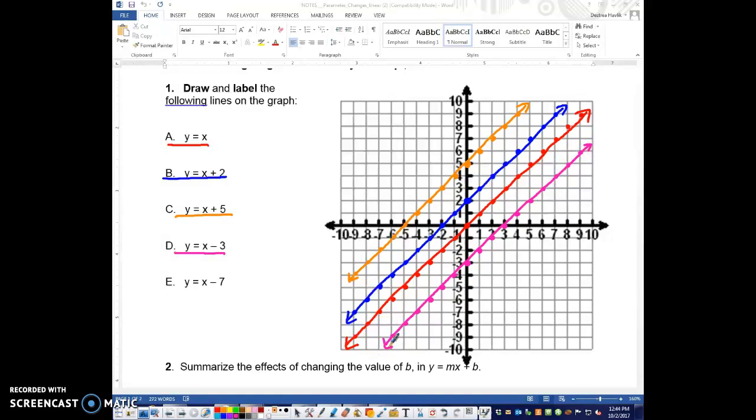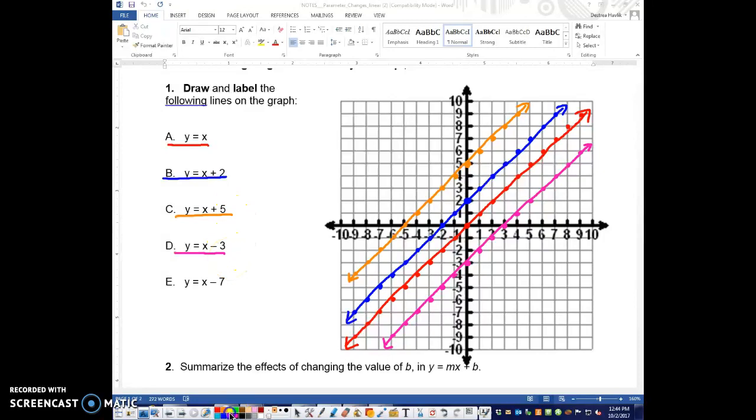So how did the pink line change from the red line? It just moved down 3. How did the pink line change from the orange line? It moved down 1, 2, 3, 4, 5, 6, 7, 8. It moved down 8, because 5 minus 8 is negative 3.